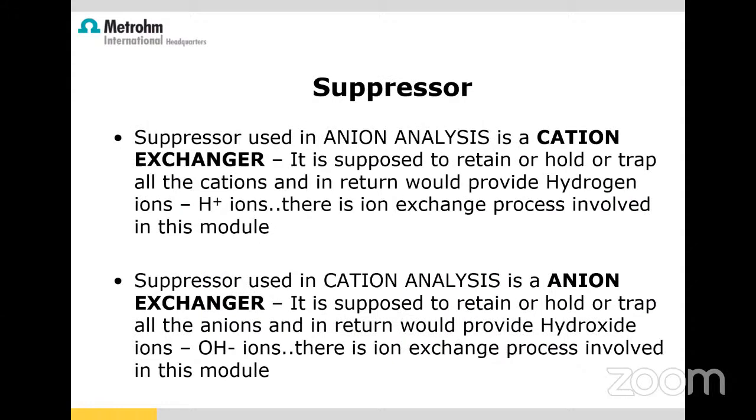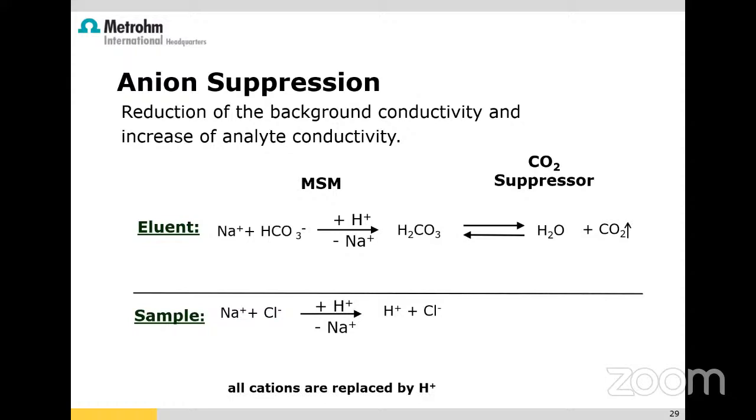So the suppressor is used in anion analysis. It is a cation exchanger, meaning it will trap all the cations and it will give away H plus ions. So if sodium or potassium or calcium or magnesium is present, it will trap all those, and in return it will give you H plus ions. So that's the job of the suppressor. So let us see how it works.